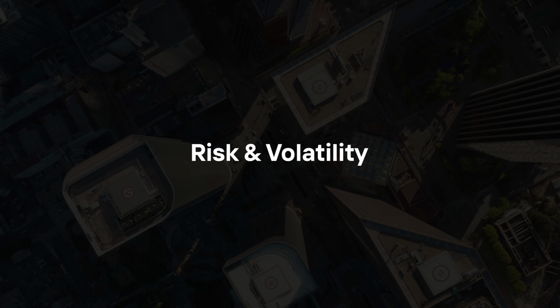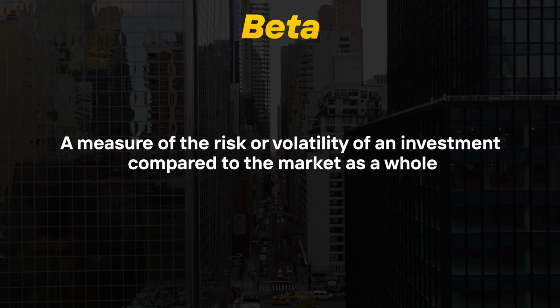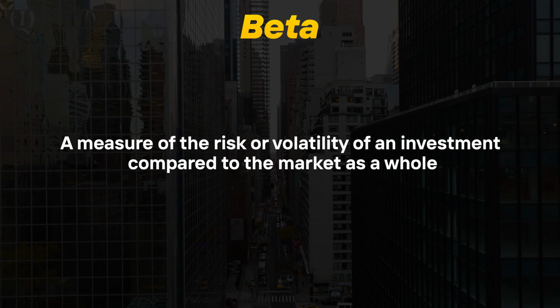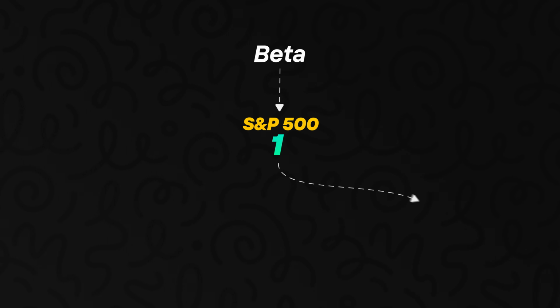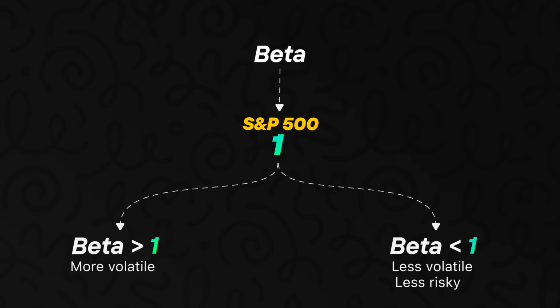High growth ETFs can really boost your portfolio, but the truth is they also come with much more volatility and risk. If you don't know already, beta is a measure of the risk or volatility of an investment compared to the market as a whole. And the market standard is the S&P 500, which has a beta of 1. So a beta less than 1 is likely less volatile and less risky, while higher than 1 is more volatile and more risky.